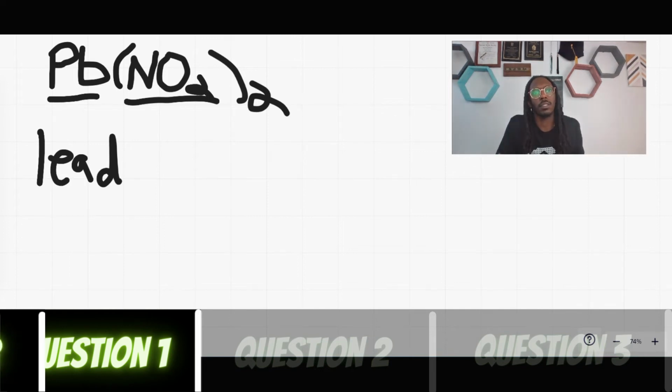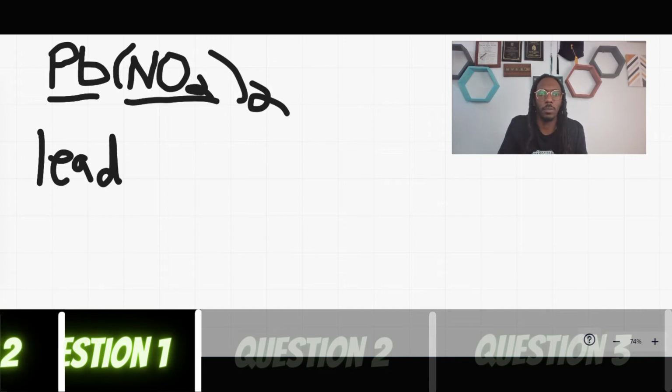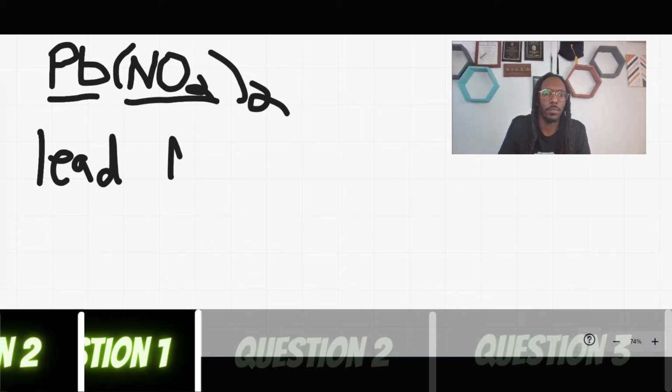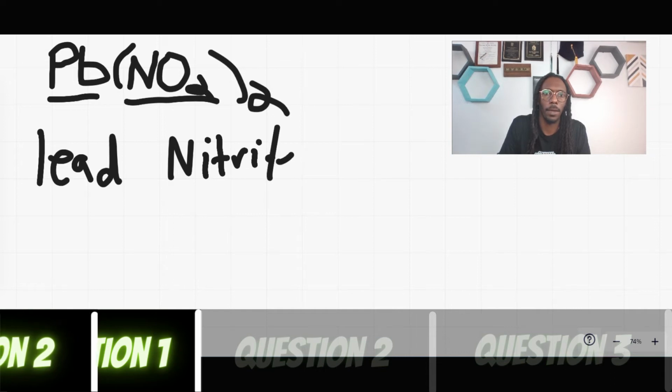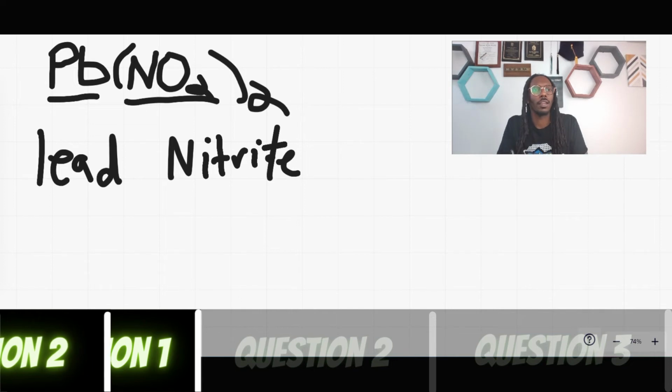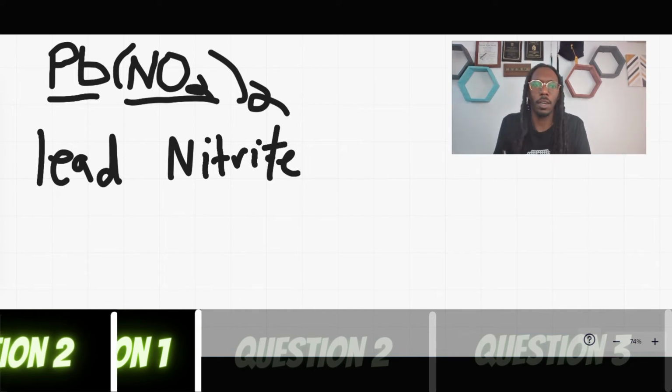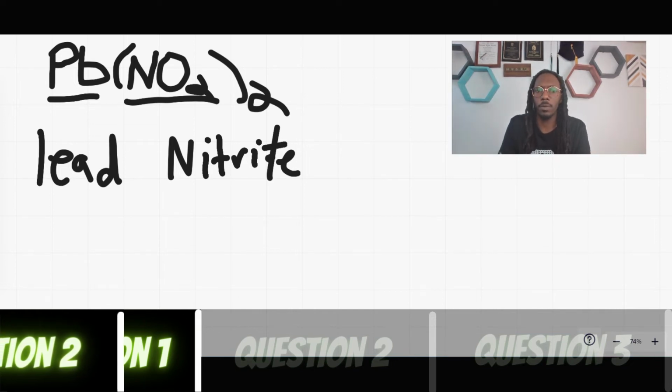In this case, NO2 is nitrite. Nitrate has one more oxygen, so this is nitrite. Excuse my horrible handwriting. Now, this is lead nitrite. So we've basically got it named, right? We're good? No. If this was your final answer, you are incorrect.